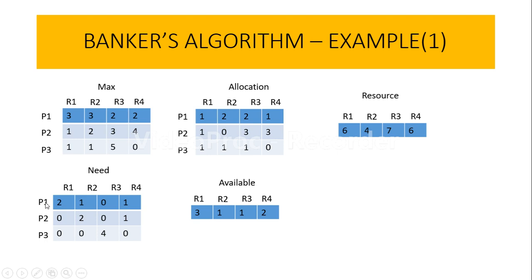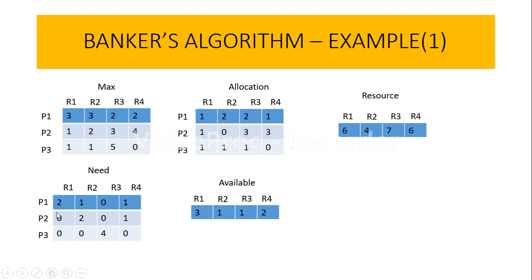What exactly is the need of P1? Just check out. Maximum is 3, allocated is 1. 3 minus 1 is 2. Similarly, R2 is 3 and allocated is 2, so 3 minus 2 is 1. That means 1 instance of R2 is needed. For R3, maximum P1 can use 2 instances of R3 and already they have been allocated, so there is no need. Similarly for R4, maximum capacity is 2 and 1 is allocated, so remaining is 1.